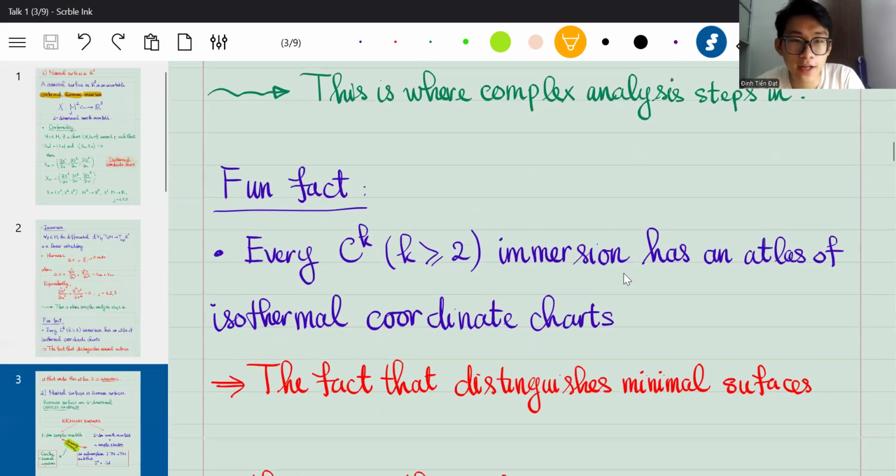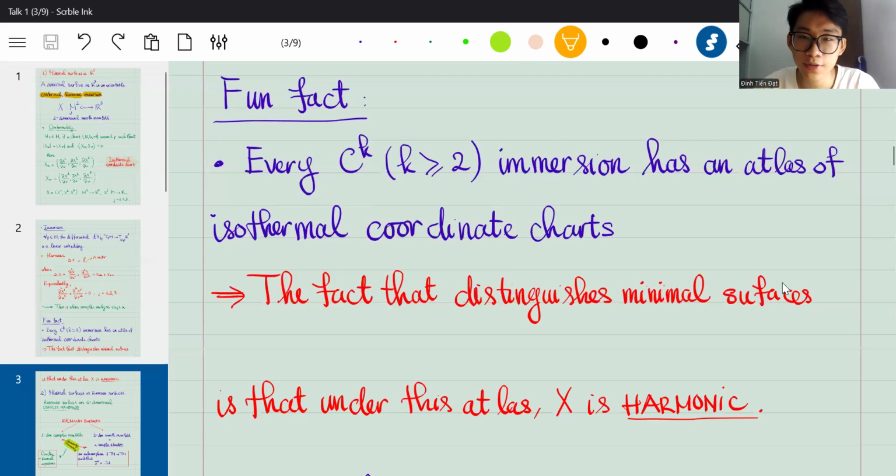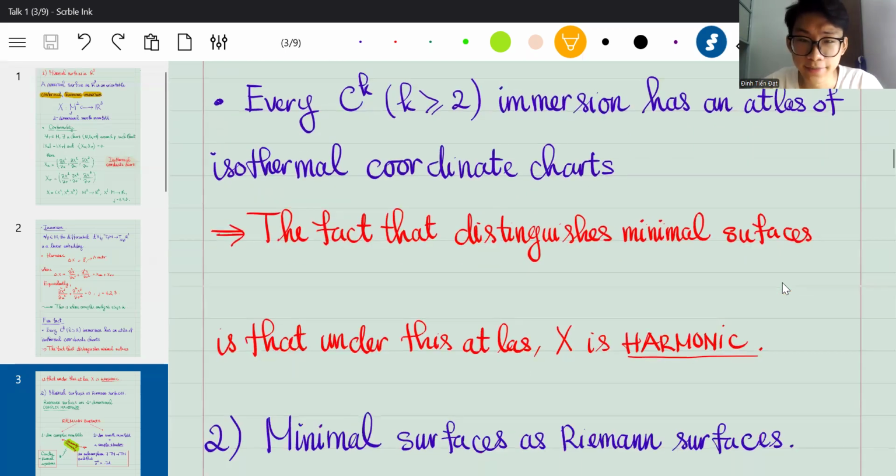Okay, so here's the fun fact. I've already talked about it above, which is that we can always construct isothermal coordinate charts on any Riemannian manifold. So the fact that distinguishes minimal surfaces is that under this particular atlas, X is harmonic. Okay.